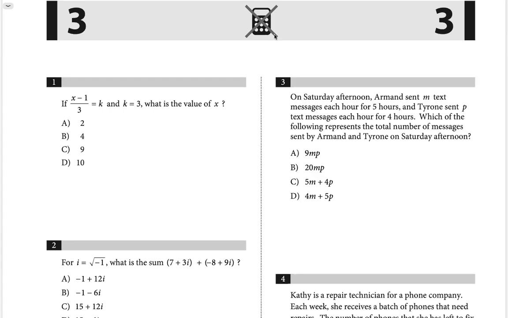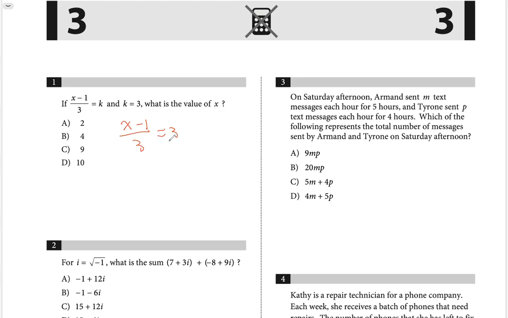Okay, in this video, we're going to work out some SAT problems. Let's see the first one. The first question is, if x minus 1 divided by 3 equals k and k equals 3, what is the value of x? Well, that means x minus 1 divided by 3 equals 3.